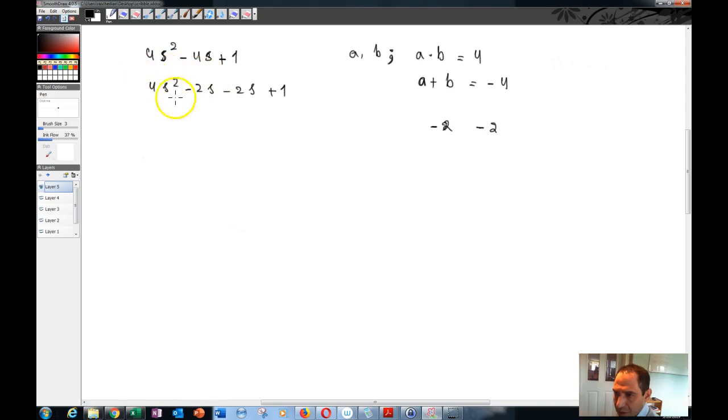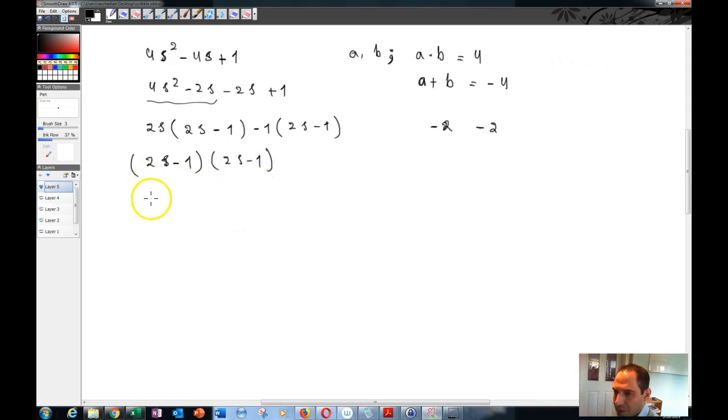Then I can take these two terms together and take a 2s out. That would be 2s minus 1. And take a negative 1 out here, that would be 2s minus 1. Then that would be 2s minus 1 times 2s minus 1, which is the same thing as 2s minus 1 whole squared. So your polynomial is actually 2s minus 1 whole squared.